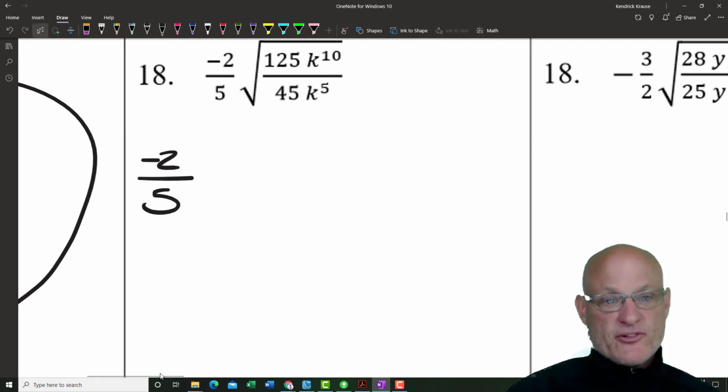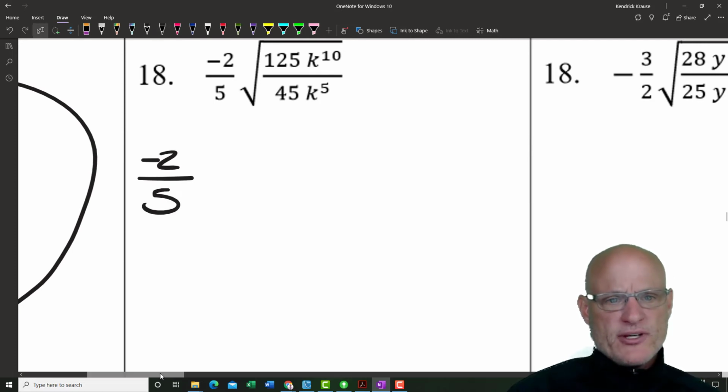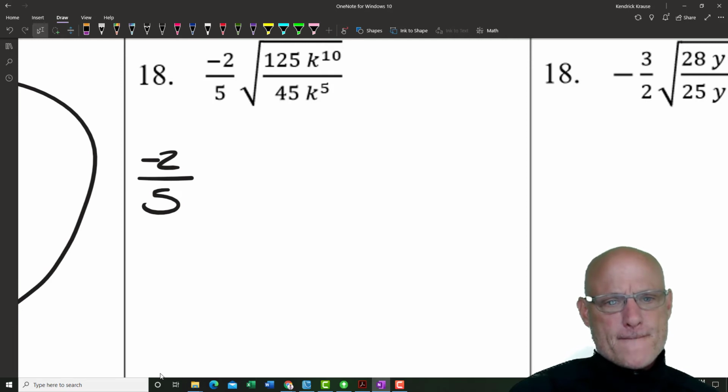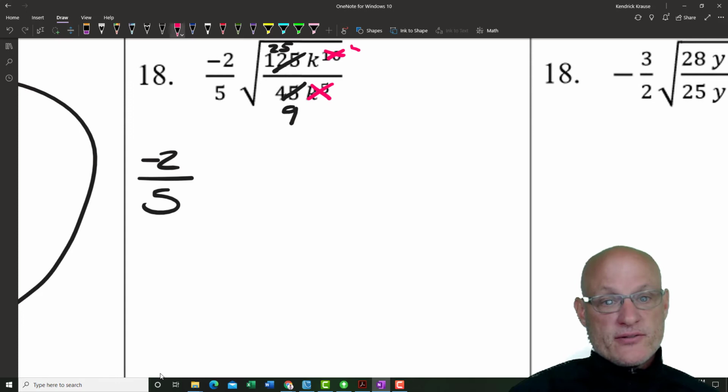So we're going to do negative 2 over 5. I'm not going to split this up just yet, because I think I can simplify it. Doesn't 5 go in here 9 times? And 5 goes in here 25 times? I should be using a different pen. And I can get rid of 5 of these with 5 of these, right? So what I end up with is, I'm going to split it up now.